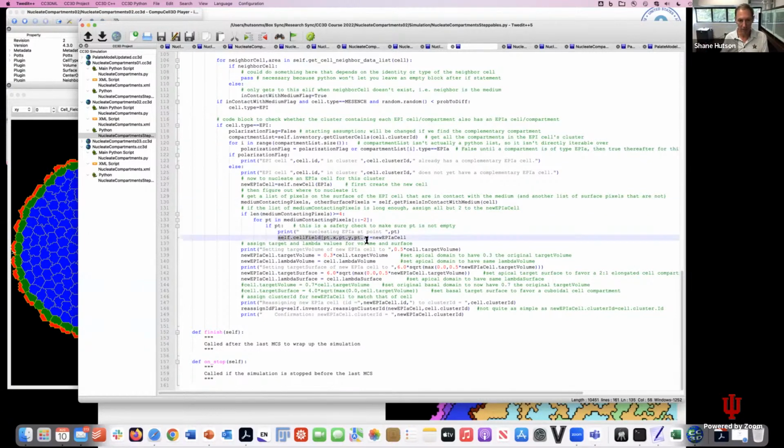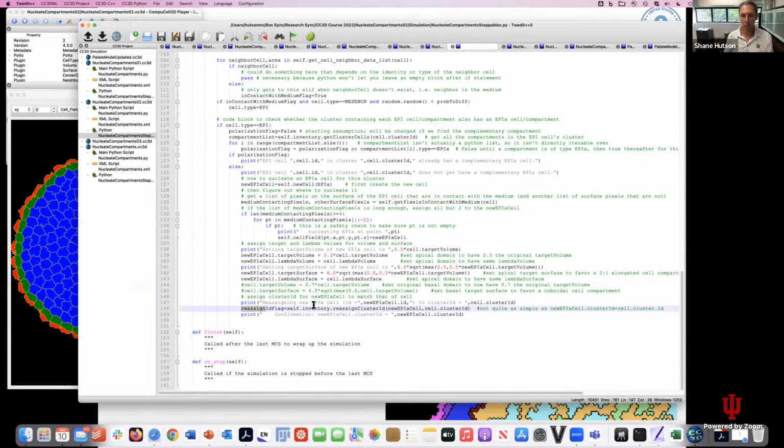And eventually, right here, this self.cell field XYZ equals new epi cell. We're assigning those lattice sites to that new cell that we just defined. Then we want to make sure we define some target volume and lambda volume and target surface and lambda surface for the new cell that we just created. And then a couple of print statements to track what we're doing. And a really important one down here, this reassign ID flag.